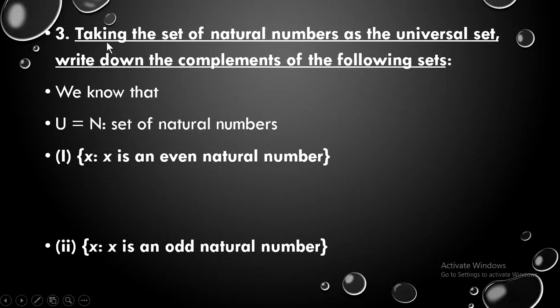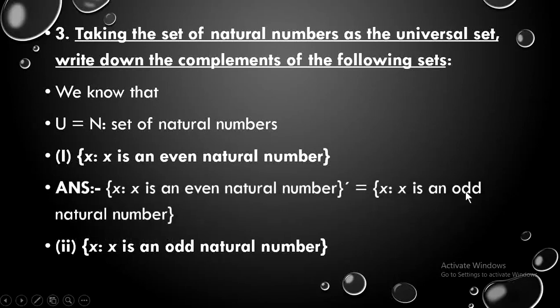Then the third one you see: taking the set of natural numbers as the universal set, you need to write down the complements of the following sets. So here our universal set is the set of all natural numbers, that is the numbers from 1 to infinity. The first one: they have given you x such that x is an even natural number. Now we need to subtract, universal set minus this set, so that you get the complement of this set. When you subtract even natural numbers from natural numbers, the leftover numbers will be odd natural numbers. It's like writing the opposite of the given set, that is the complement.